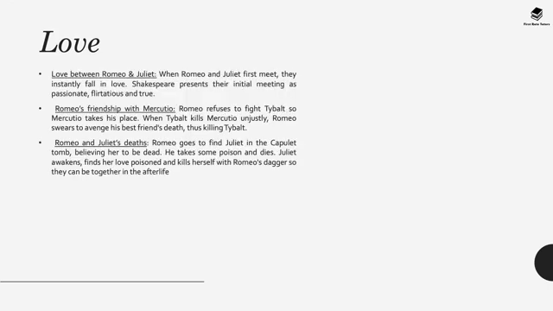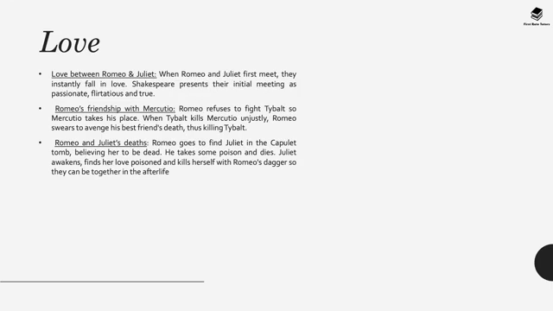Now, it's interesting to think about the different relationships and the different types of love that are demonstrated in these relationships. So, of course, we have the love between Romeo and Juliet. When Romeo and Juliet meet, they instantly fall in love, and he presents their meeting as passionate, flirtatious, and true. However, there's another kind of love, which is a friendship type of love, and this is, of course, between Romeo and Mercutio. Romeo refuses to fight Tybalt initially when Tybalt tries to engage him in a duel. However, Mercutio takes his place, and when Tybalt kills Mercutio unjustly, Romeo then swears to avenge him by killing Tybalt, showing how close his friendship is with Mercutio.